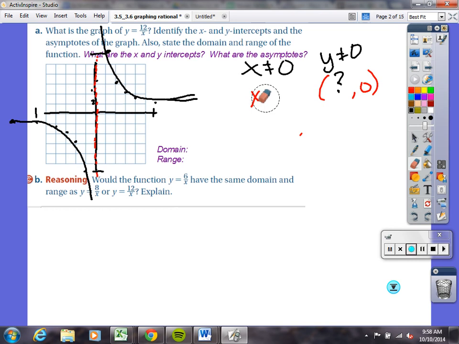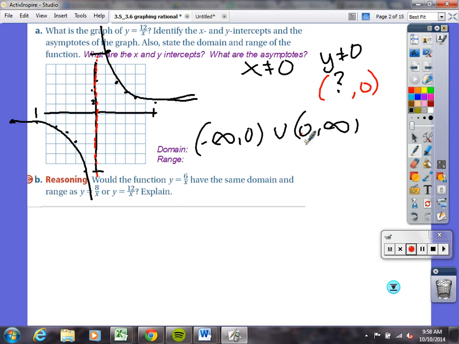No, Betsy. Our domain is negative infinity to 0, union that with... Is it always going to be this? No. What's our range? Ditto. It's the same thing. Making sure we know that.